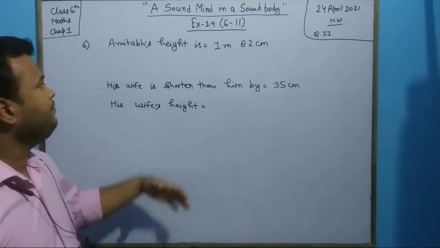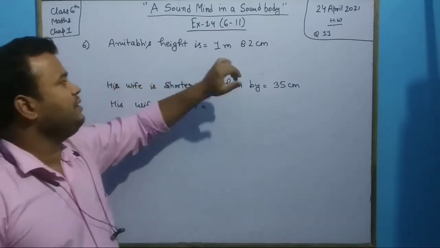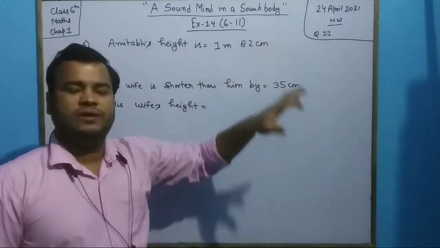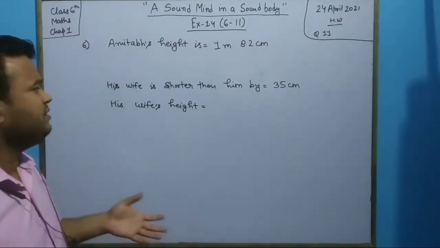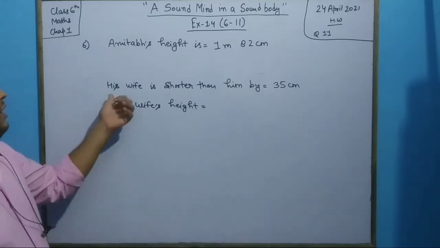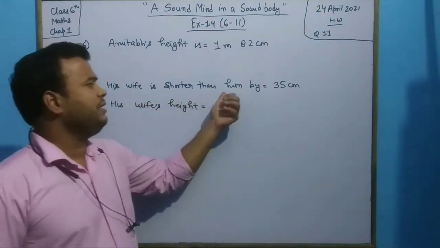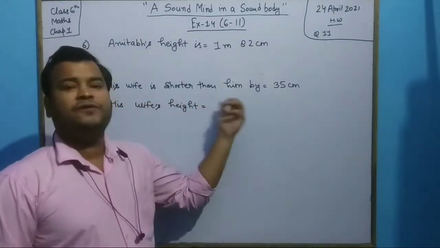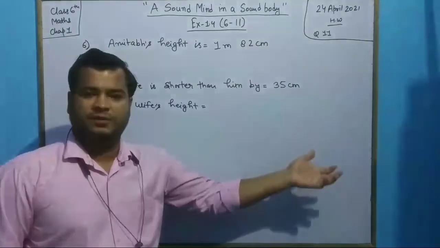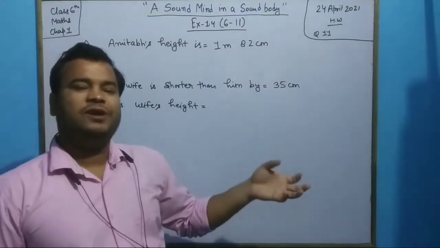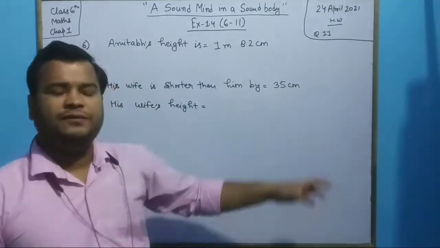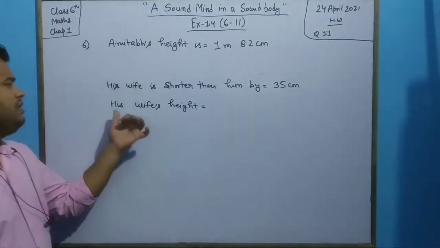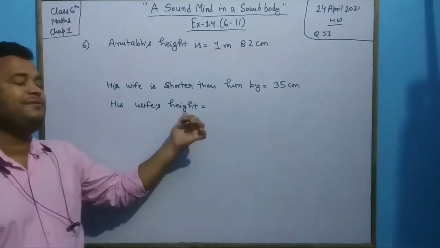This is a word problem. Amitabh's height is given, that is 1 meter 82 centimeter, and his wife is shorter than him by 35 centimeter. This means the wife's height is less than Amitabh's height by 35 centimeter. So we need to know what his wife's height is.